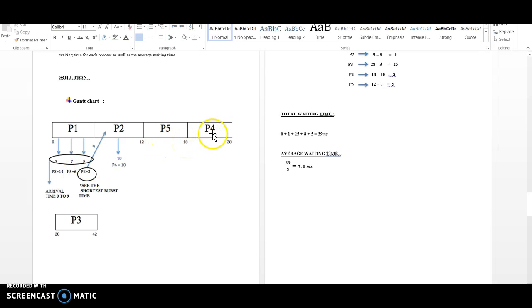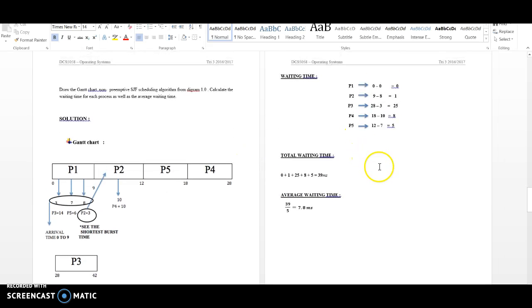So next one is P4. We look here, it equals 10. So we plus 18, 10, 28. Then we move on to the last step, which is P3. P3 is 28 plus 14 is 42. So we list P3 here. So that's all. That's the shortest process calculation.